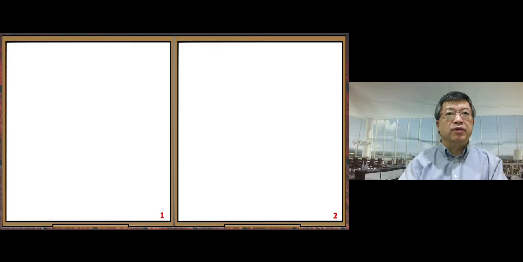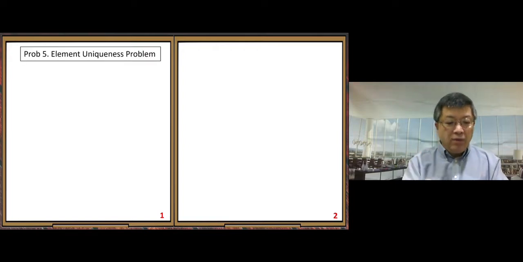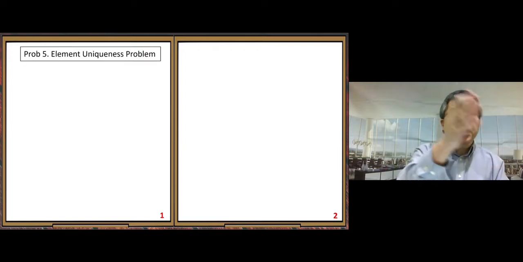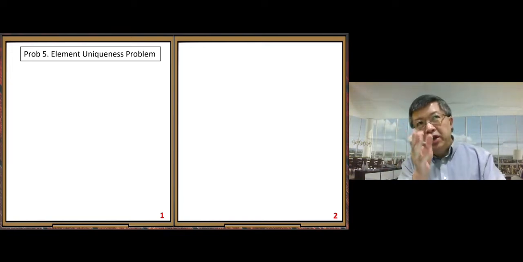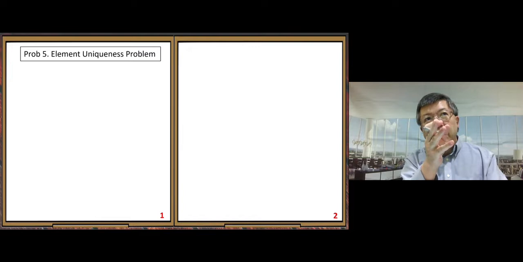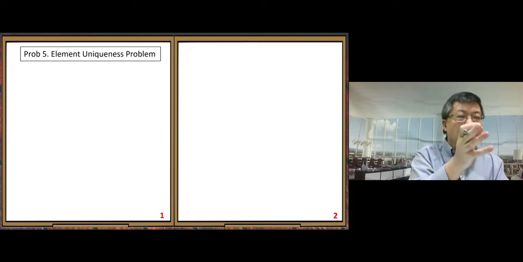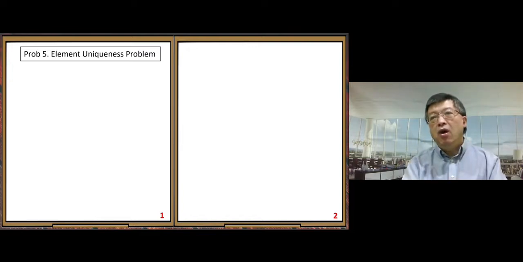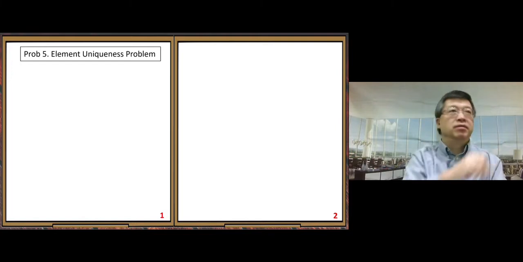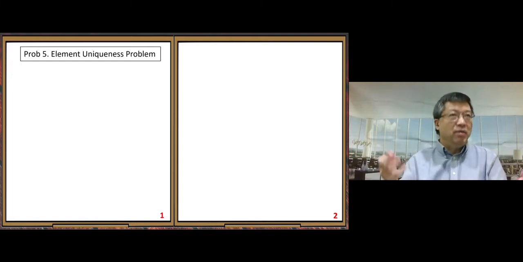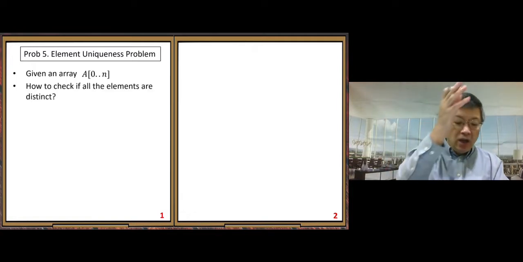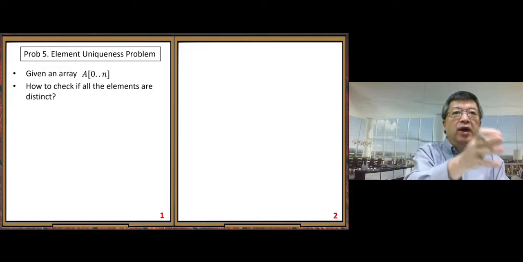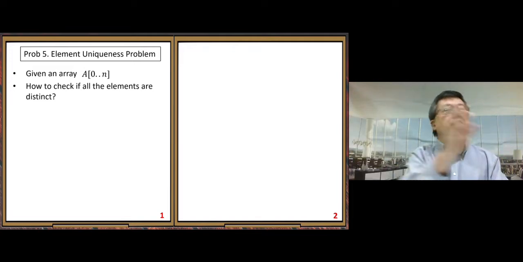First, let's look at the question. Our problem number 5, element uniqueness problem. From the name, you can see we want to check if a given array has this property: all the elements are unique. That's the problem from the title name. Given an array in this way, the question is, how to check if all the elements are distinct?